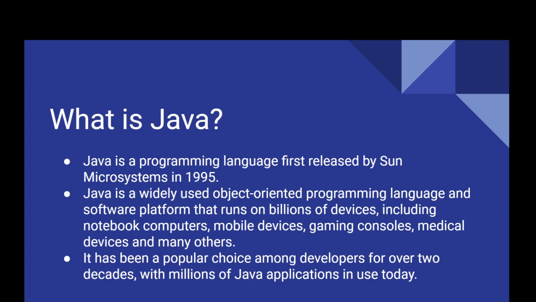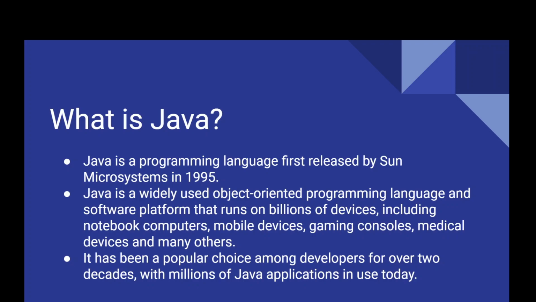Java is a programming language first released by Sun Microsystems in 1995. Java is a widely used object-oriented programming language and software platform that runs on billions of devices, including notebook computers, mobile devices, gaming consoles, medical devices, and many others.